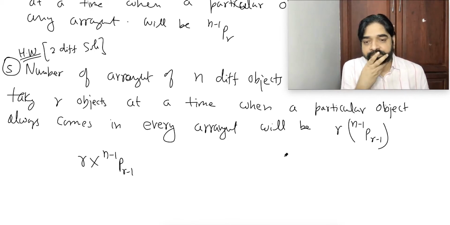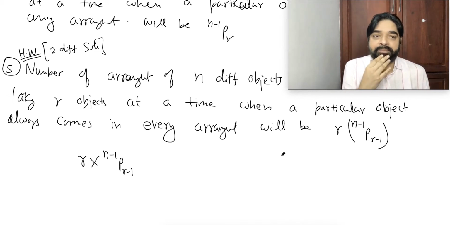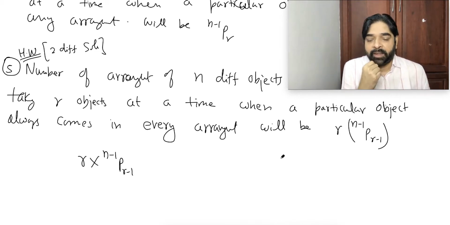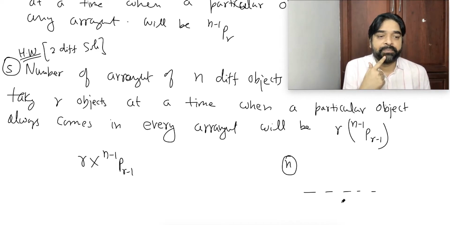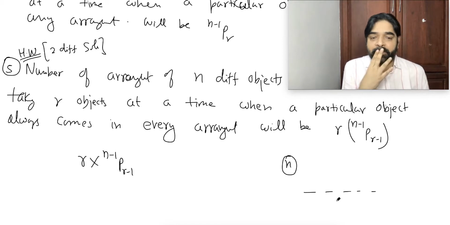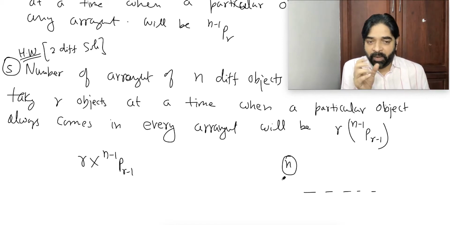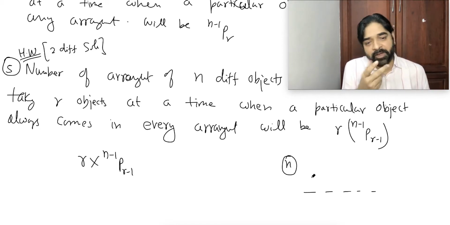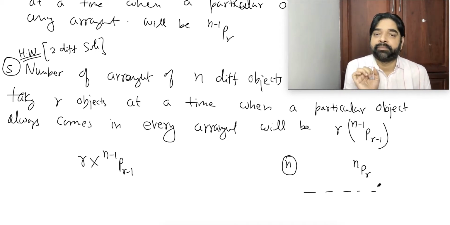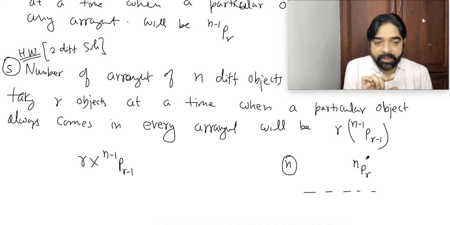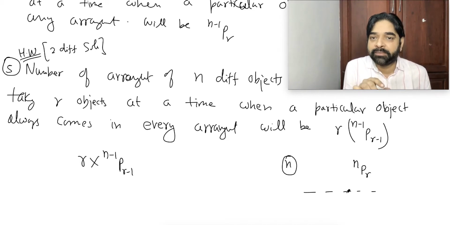Now, can we do it some other way? Yes. n objects are there, r places are there. One particular object should always come. First do free arrangement, nPr. In this, in some arrangements that particular object will also be there.